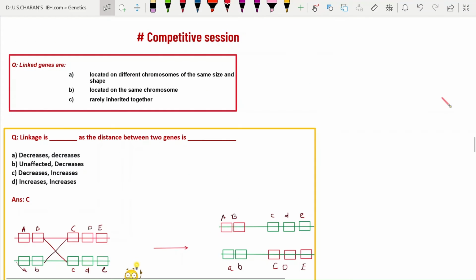parental progeny. Now I am going to analyze and discuss some questions derived from previous competitive examinations. The question is, linked genes are: located on different chromosomes of the same size and shape, located on the same chromosome, or rarely inherited together. So linked genes means they are located on one chromosome, held by the genetic material, so they are located on the same chromosome.